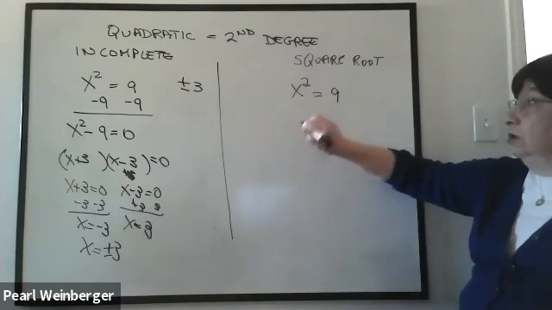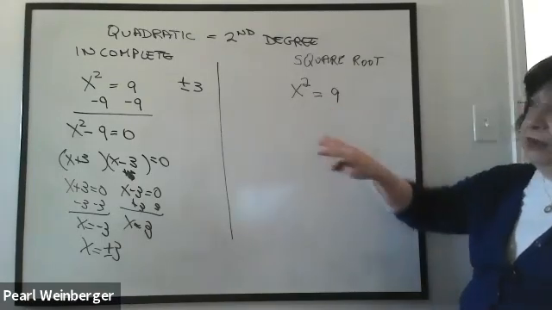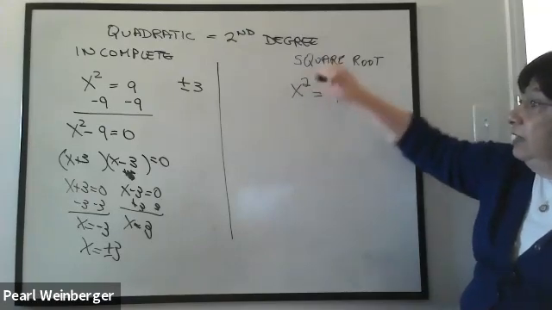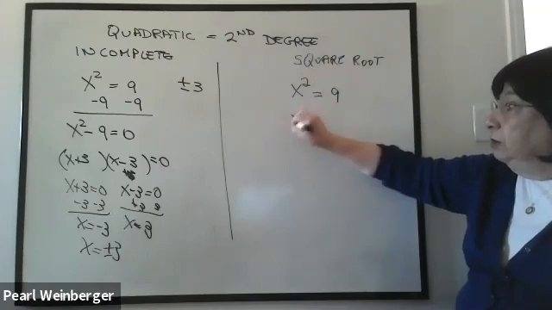In other words, since this says x squared, if I want to get x, I want to take the square root.